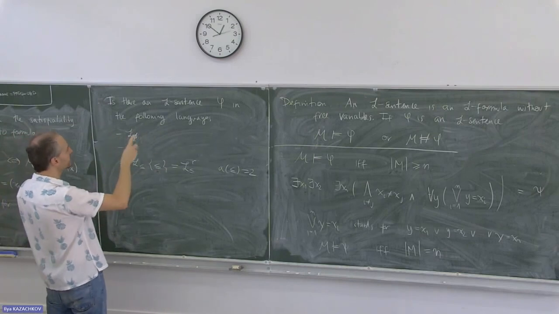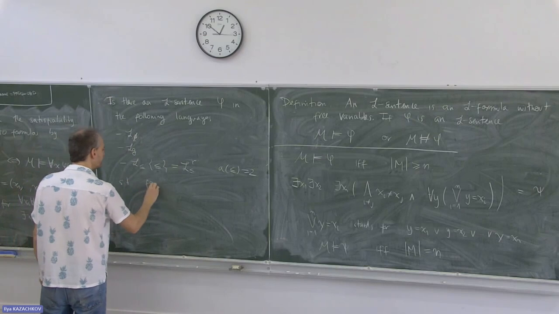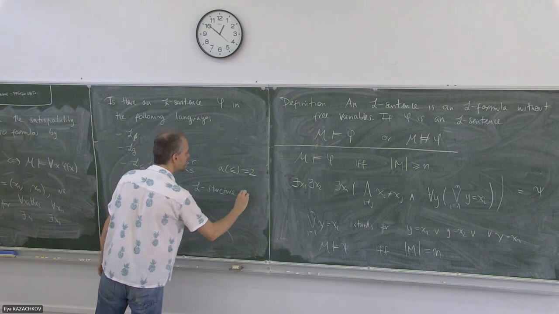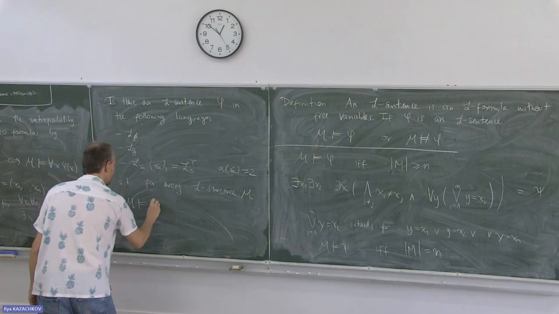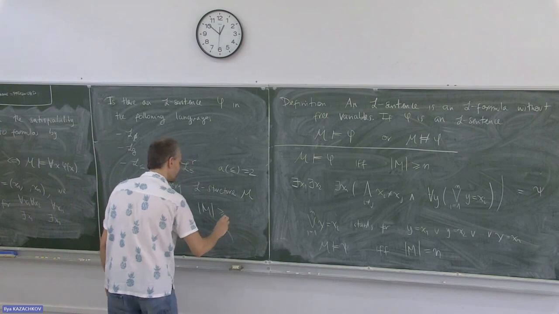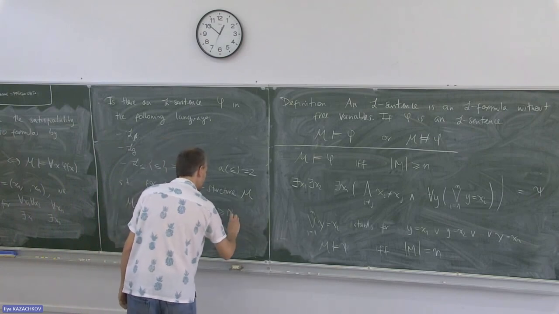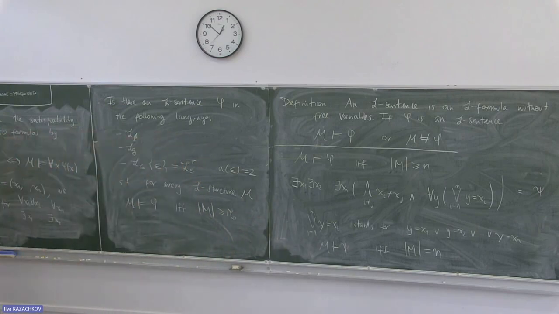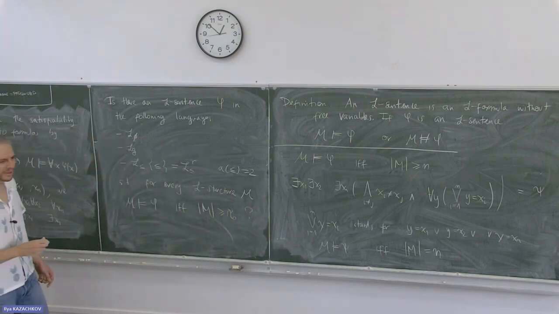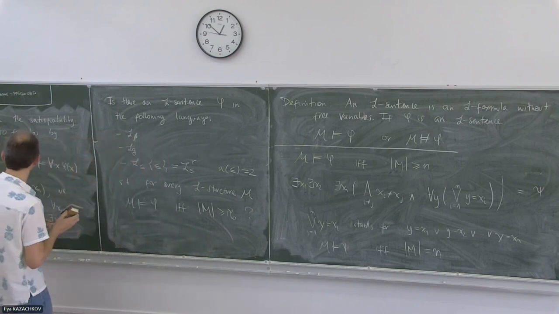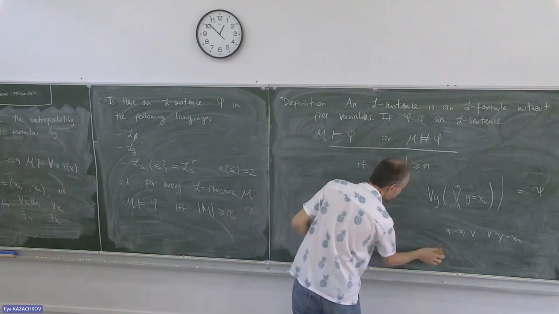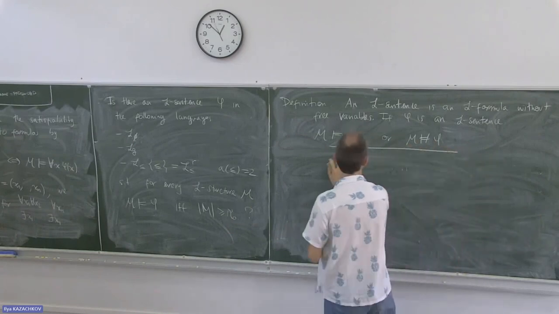The question is: is there a sentence phi in the following languages such that for every L structure M, M satisfies phi if and only if M is infinite, right? Its cardinality is at least Aleph zero. Question. Perhaps we can answer this question later in the course, but it's good to think about it before I give you some answers.